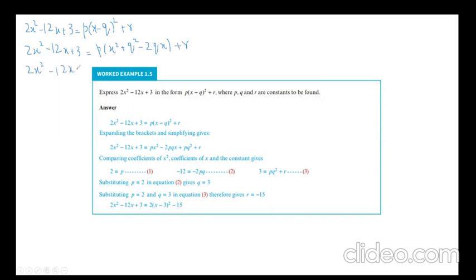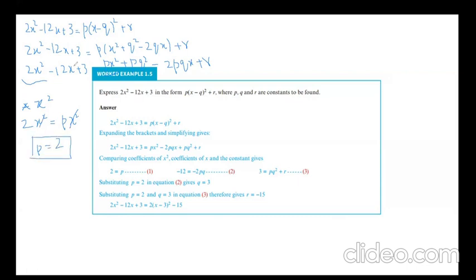So 2x square minus 12x plus 3 equals px square plus pq square minus 2pqx plus r. Now, after doing this, compare the coefficients. First, compare the x square coefficient. The only x square coefficient is this one. So 2x square equals px square. X square cancels out, so the value of p is 2.